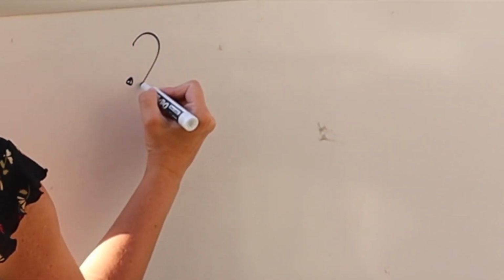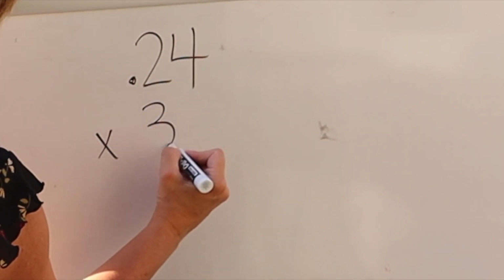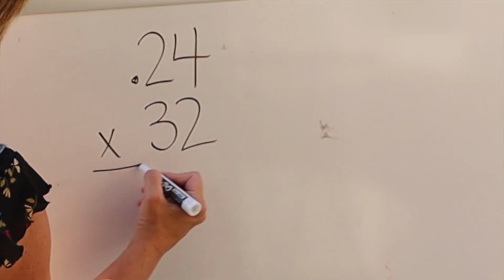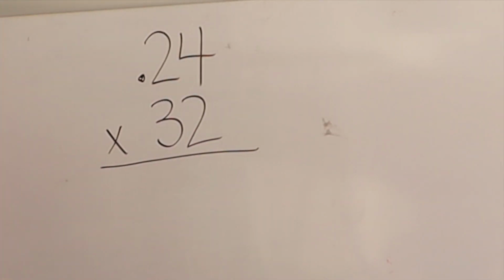The last one I want you to try on your paper is this one, just to make sure you're a multiplying decimals hero. 24 hundredths times 32. Press pause while you work.